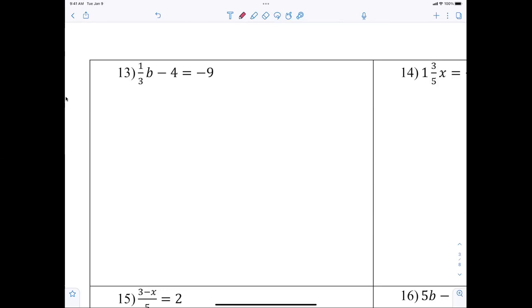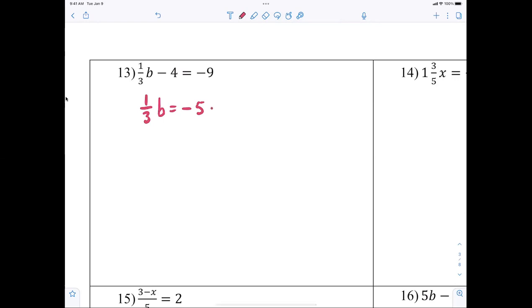Plus 4, plus 4. So 1/3 B is equal to -5. Brilliant. Now what? Times 1/3, minus 1/3. Not multiply by 1/3. Oh, divide. Or multiply by the reciprocal.